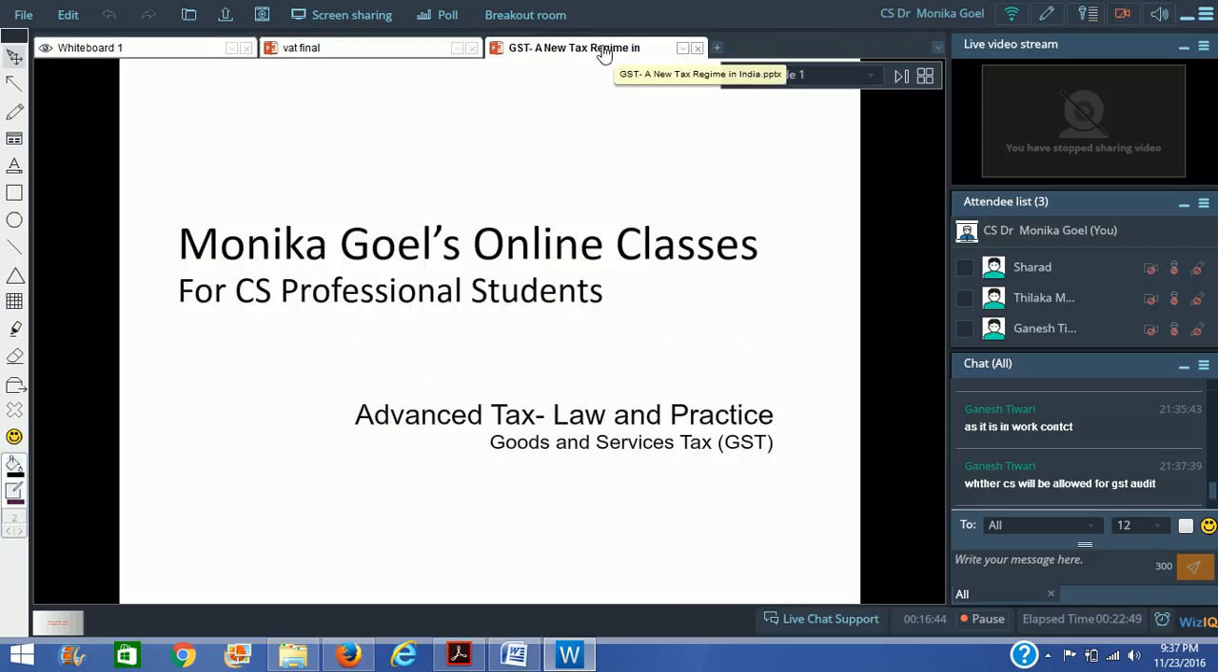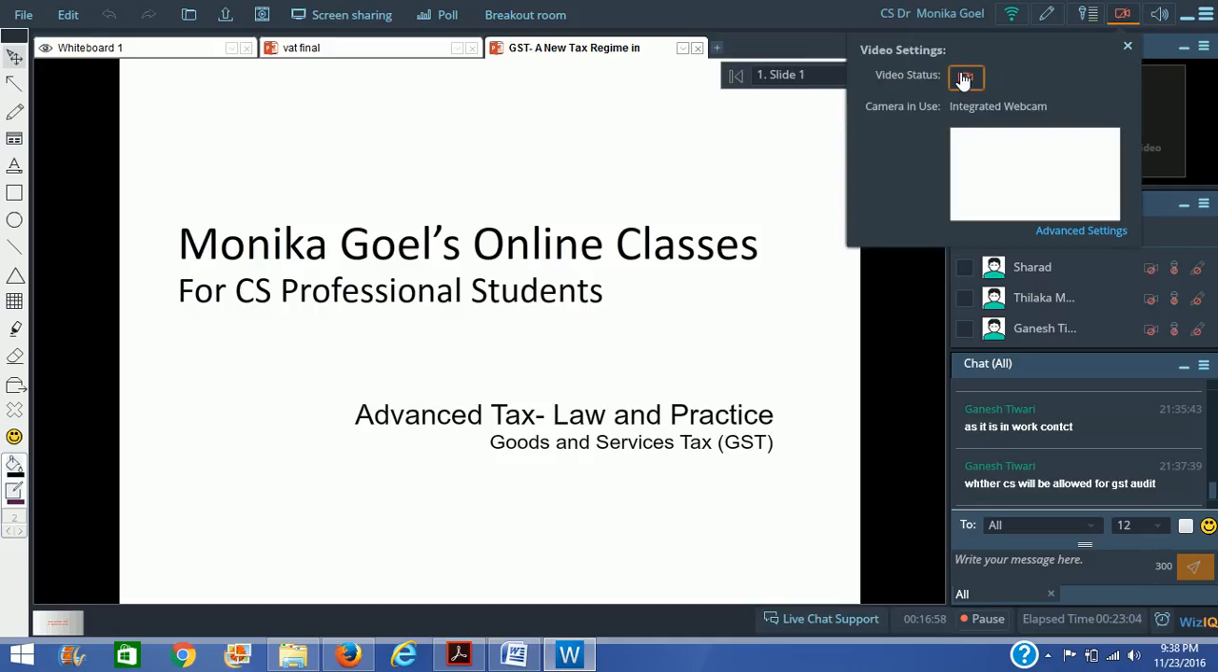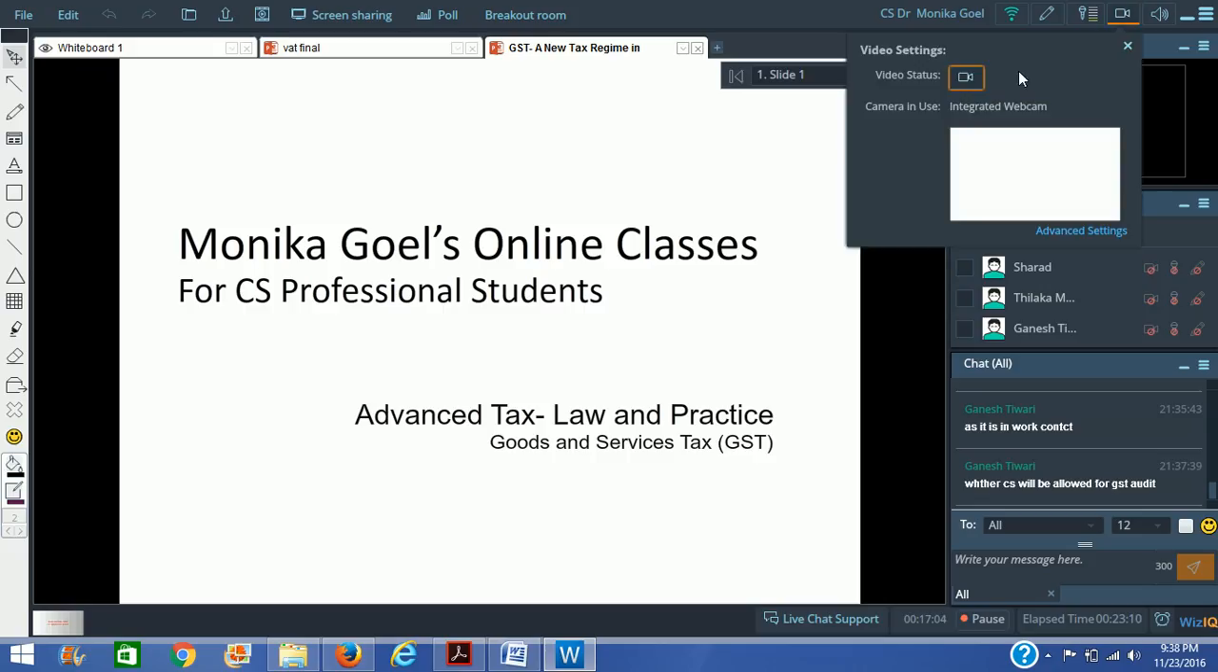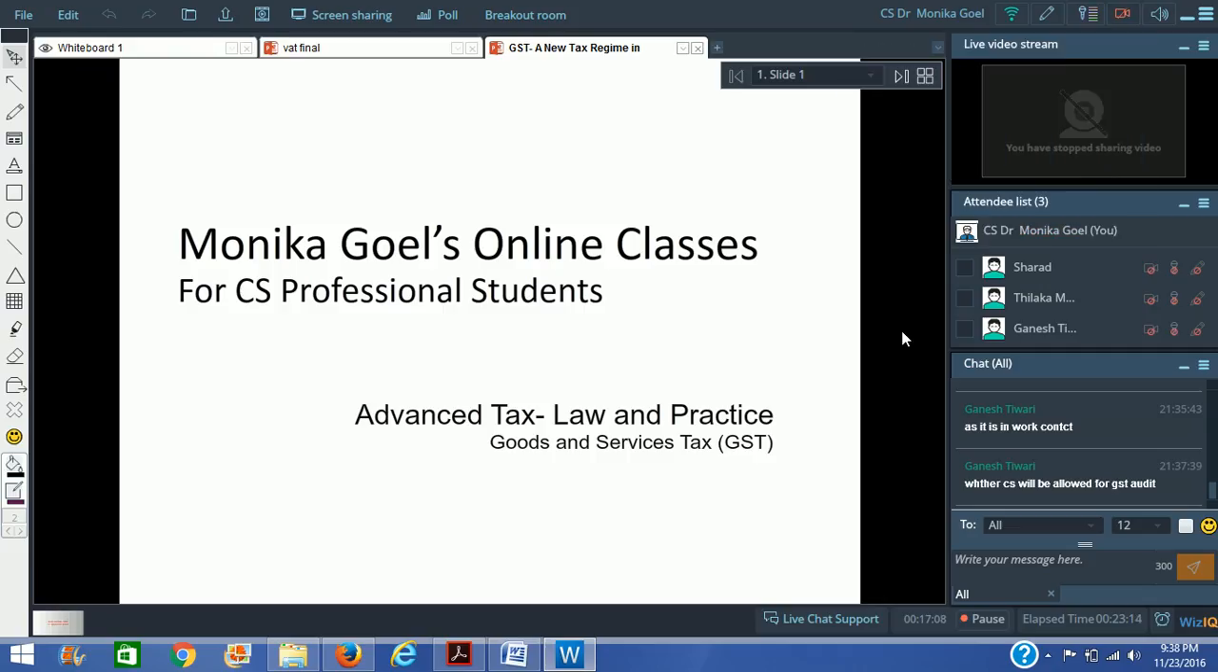Whether CSes will be allowed for GST audit. Now I'm coming to GST. This is a big question mark, and a lot of representations are being made for getting GST audit by a company secretary. Let us see where it actually lands up. So the next topic which I have to discuss with you is GST only, and the question which is coming from Ganesh is also on GST. So let us start GST.